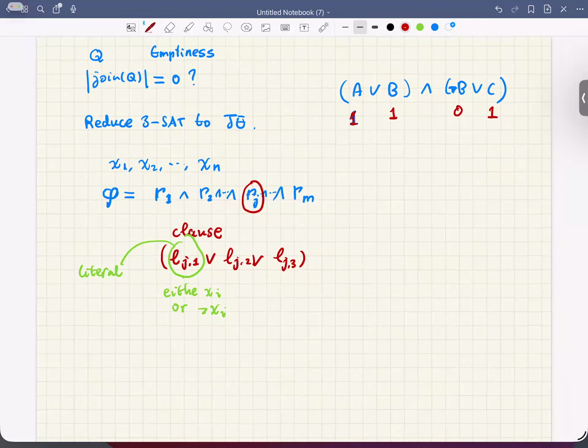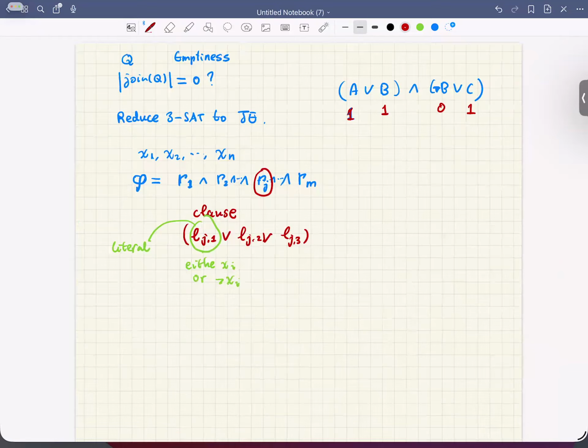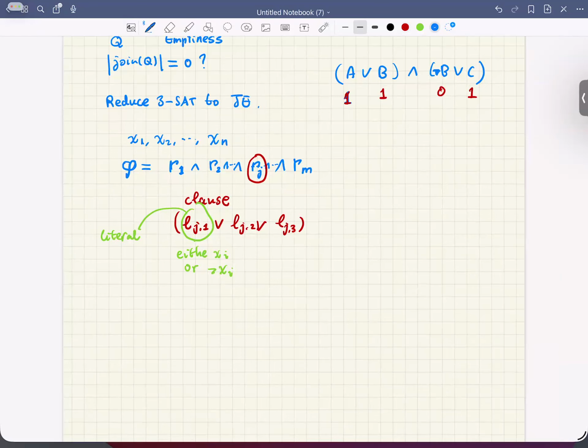Once I point out the problem that can be reduced to join emptiness, the rest usually is much easier. Now this becomes an exercise for you to think about how to use a join emptiness algorithm to solve this. I'm going to present the proof, but I don't think that's the main point here. The main point is that 3-SAT can be reduced to join, and then you can construct a proof yourself.